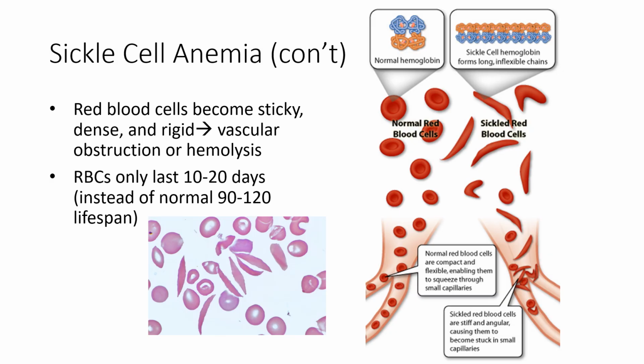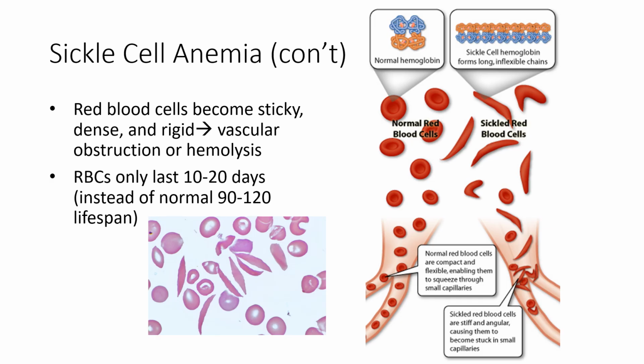So now let's zoom out from the molecular change to the cellular and vascular consequences of sickle cell. When hemoglobin polymerizes, red blood cells become sticky, dense, and rigid. Three qualities you never want in something that's supposed to flow smoothly. These misshapen cells can get stuck in small vessels, causing vascular obstruction, or break apart early, causing hemolysis. And that leads directly to chronic anemia and tissue ischemia.